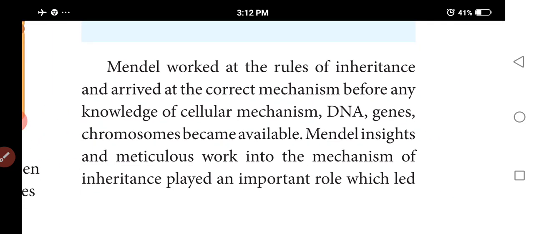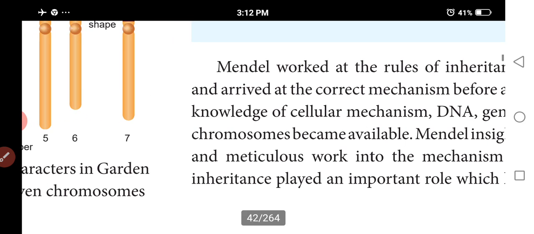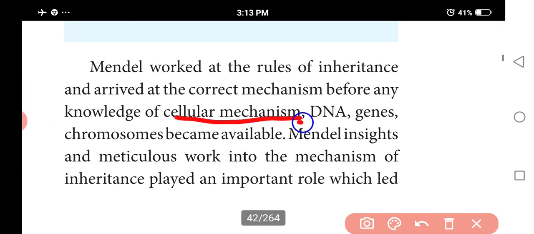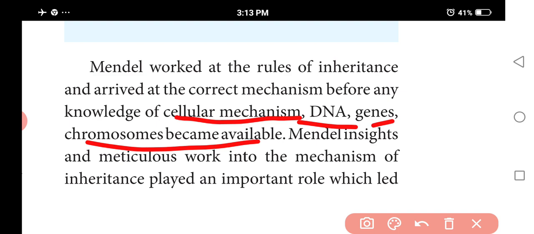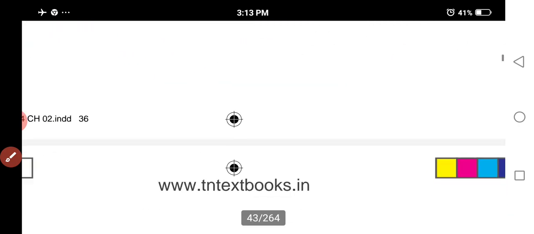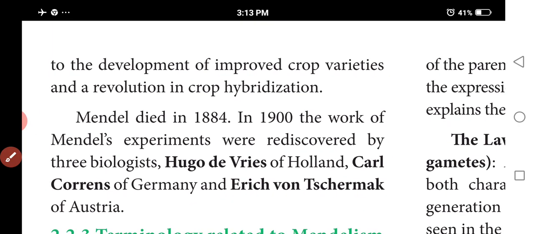Mendel worked out the rules of inheritance; the correct cellular mechanism was understood later, when DNA, genes and chromosomes became available. Mendel's meticulous work on inheritance played an important role and led to the development of improved crop varieties, a revolution in crop hybridization. It is very useful in the agriculture field particularly.